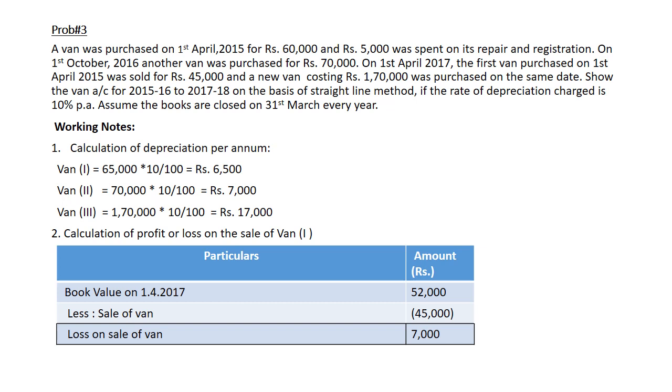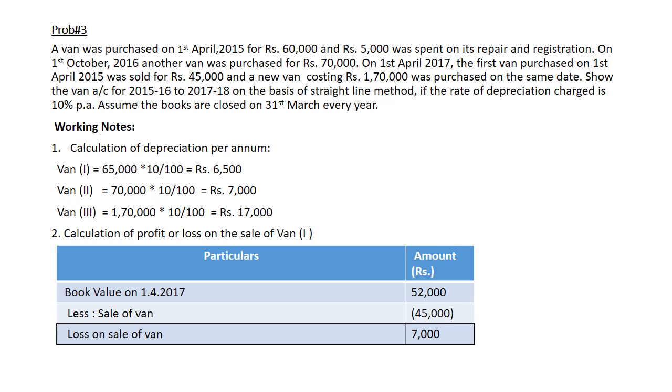Here are the working notes. First, calculation of depreciation per annum. For first van, 65,000 multiplied by 10 divided by 100 equals 6,500. For second van, that is 70,000 multiplied by 10 divided by 100, that is 7,000. And for third van, that is 1,70,000 multiplied by 10 divided by 100 equals 17,000.